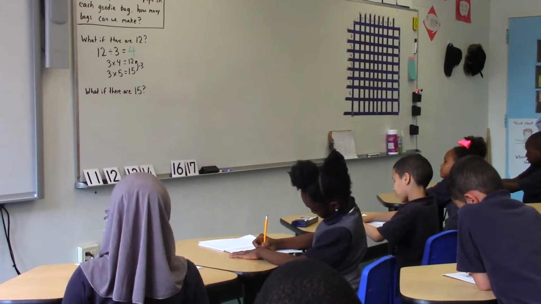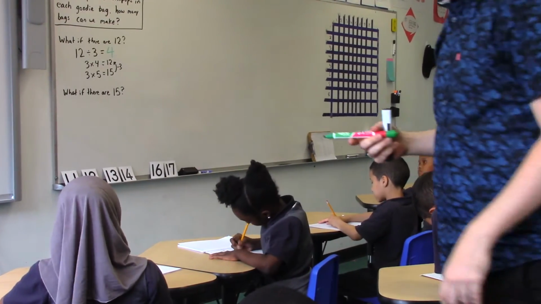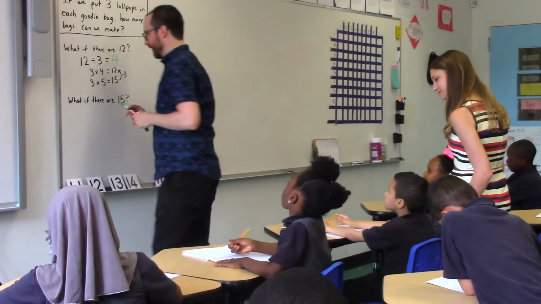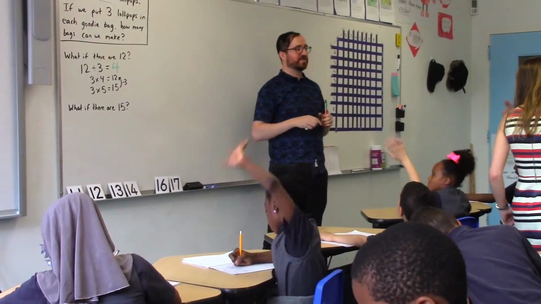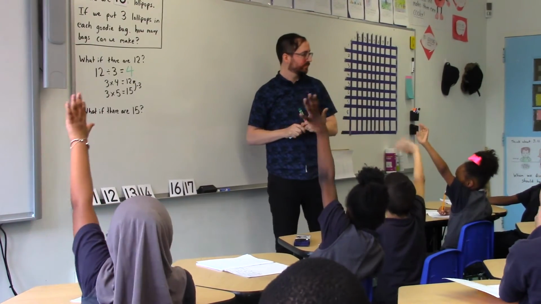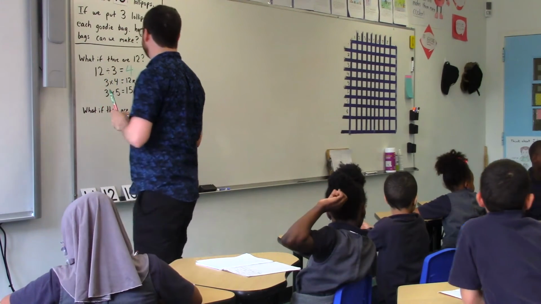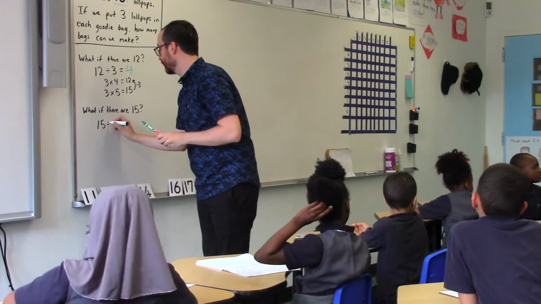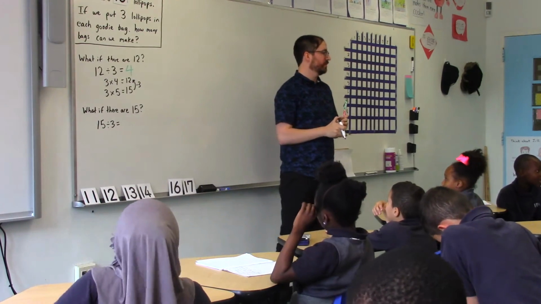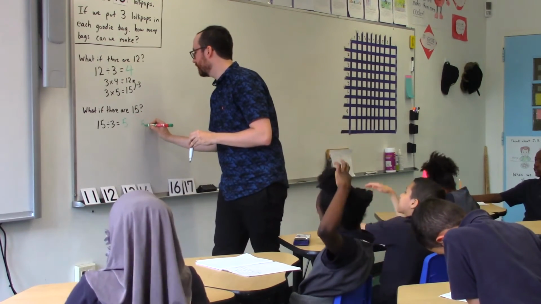What if there's 15? What would that mean? What math sentence would that be? Chris. It would be 15 divided by 3 equals blank. All right. And class, do you know how many bags that would be? 5. You got it. So that would mean you could make 5 bags.